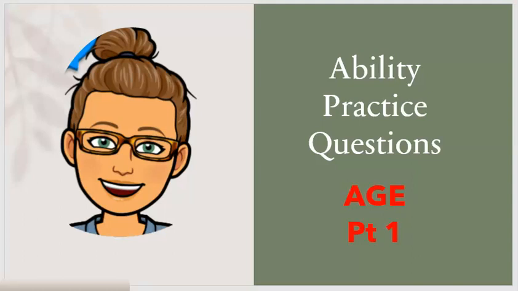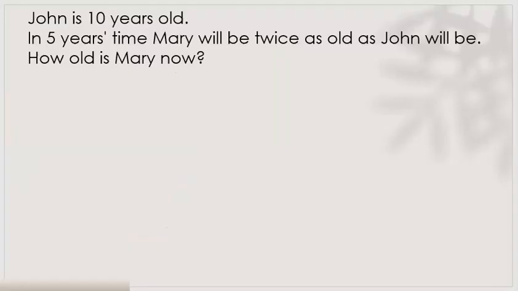So let us look at an example of the types of questions I'm talking about. Here we go. It says John is 10 years old. In 5 years' time, Mary will be twice as old as John will be. How old is Mary? The first thing we note is that we're talking about two people, John and Mary. And we are also noticing that we're talking about how old they are now, as well as how old they will be sometime in the future.